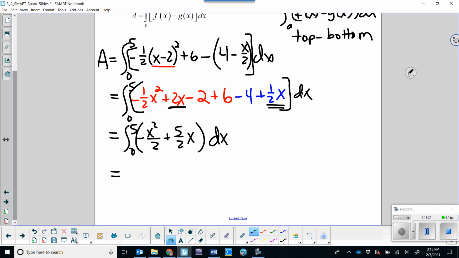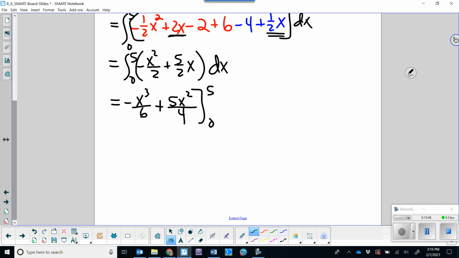So now we're going to go ahead and integrate it. So we're going to get negative x cubed over 6, because I raised by 1, divide by 3. So that's going to give me that. Plus 5x squared, again, over 2, but there's already a 2 there, so that's over 4. And I'm going from 0 to 5. And so when I plug in, I'm going to plug in the 5, and I get negative 125 over 6 plus 25 times 5 is 125 over 4 minus parentheses 0.